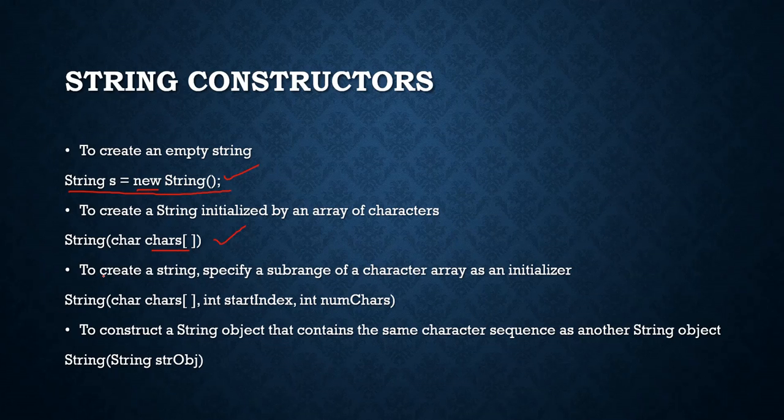We can also create a string by specifying the number of characters from the character array. Here chars is a character array, the int is the start index from which the characters should start being extracted into the string, and then the number of characters. And to construct a string object that contains the same character sequence as another string object, we can also create a string object from another string object.